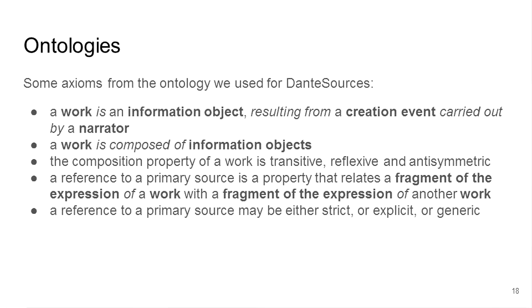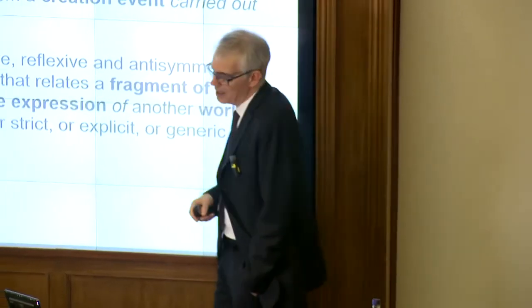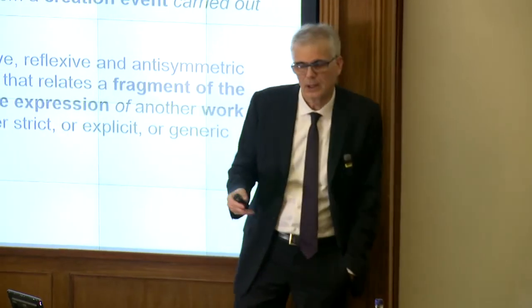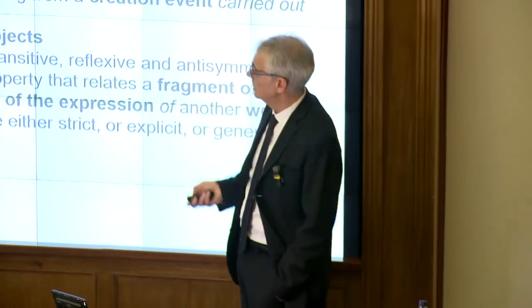So a work can be composed of several parts. Each one is an information object. The composition property that relates a work and its parts is transitive, reflexive, and antisymmetric, and these are the kind of axioms that go into an ontology, for instance, for Dante sources for the digital humanities.